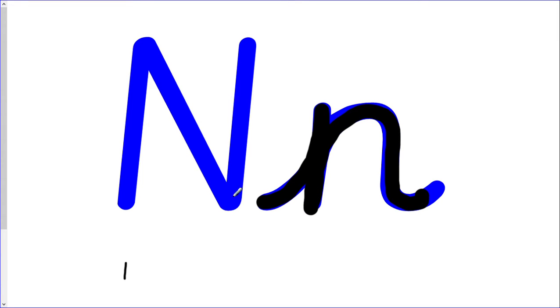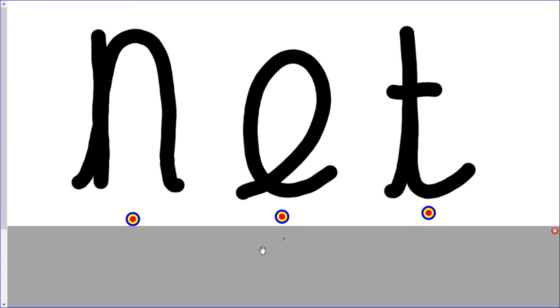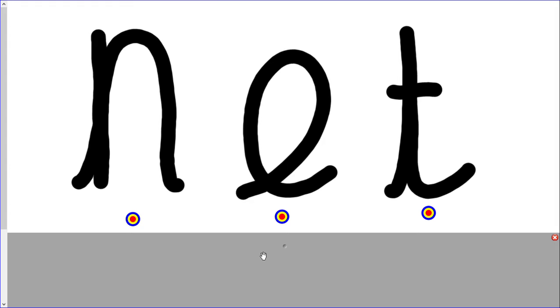For a capital N, we go up, down, up. What's the word hiding behind this screen? Did you tell your adult? Yes, it says net.